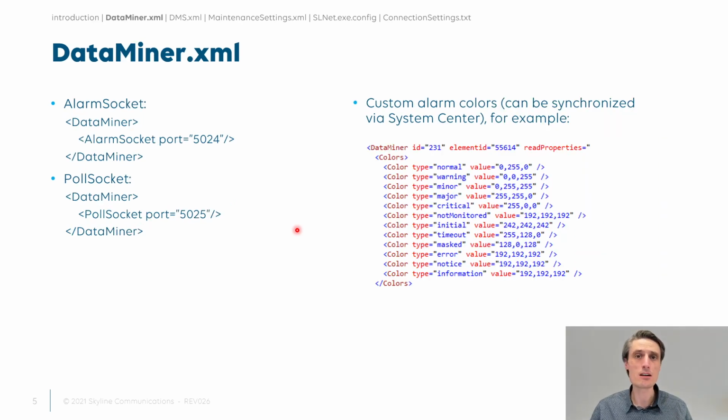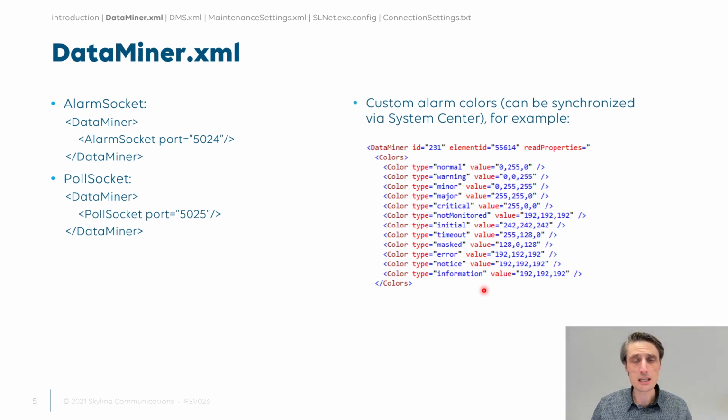Now, which files are interesting to mention here? We have the dataminer.xml in the root folder of C Skyline DataMiner. There is an alarm socket to receive the alarms or do polling, which is by default not open. But what I want to mention here is, for instance, the color coding. I mentioned that you can change the color coding of the DataMiner system. Warning, minor, major, critical alarm: blue, cyan, yellow and critical.